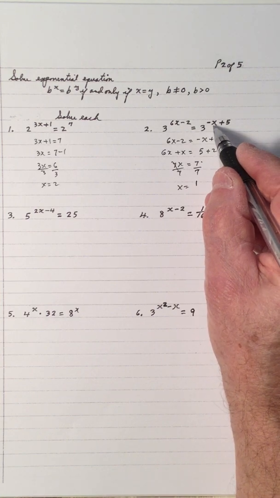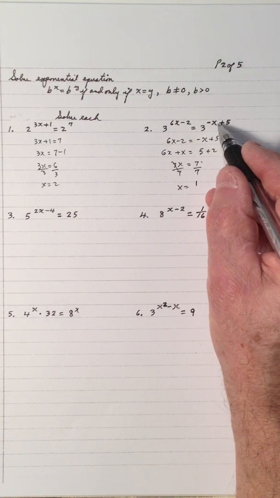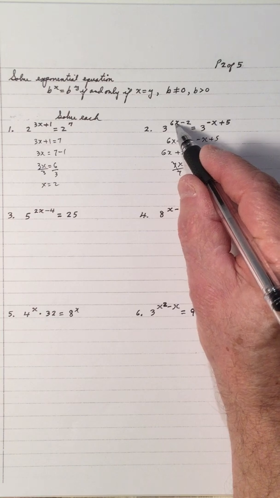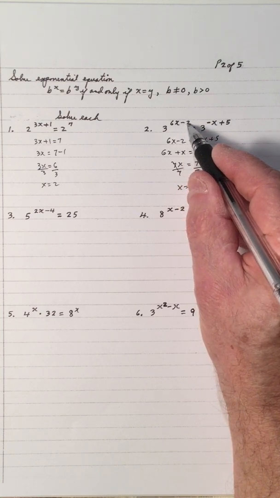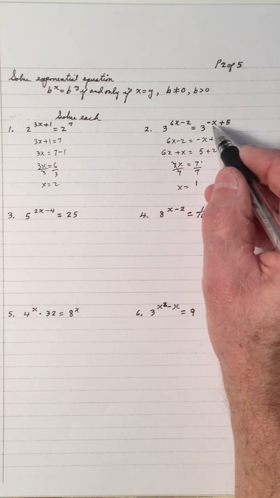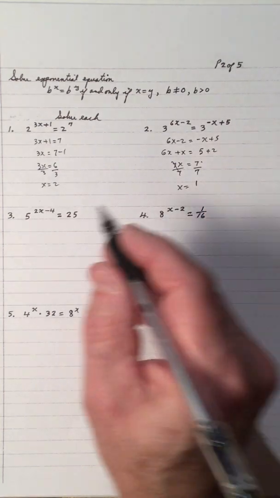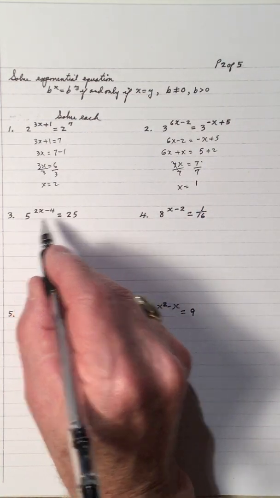So 1 in here, we get negative 1. That gives us 3 to the 4th. Put a 1 here, we get 6 times 1 is 6, minus 2 is 4. So 3 to the 4th equals 3 to the 4th. Correct.